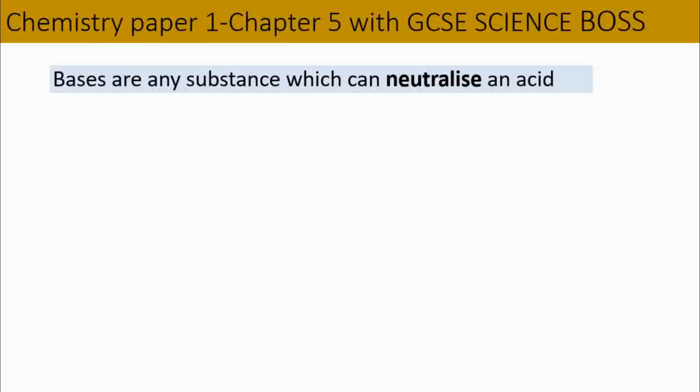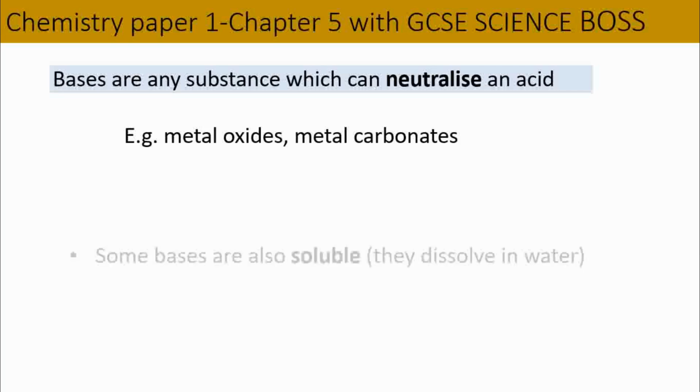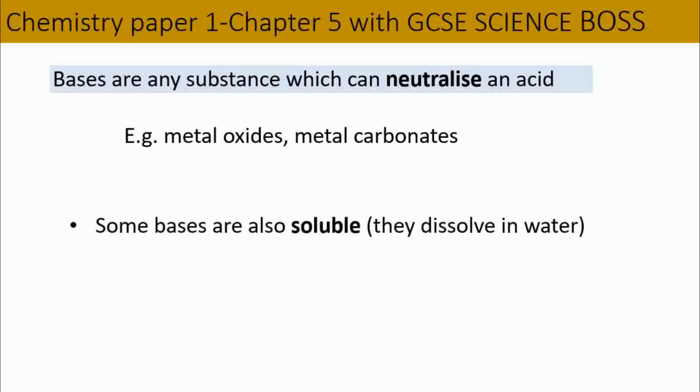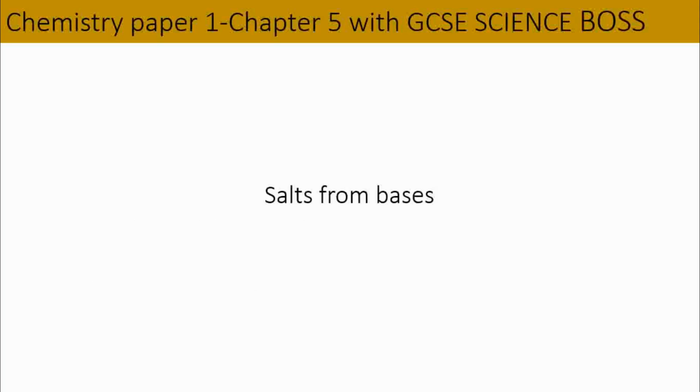Now a base, we're now going to look at what exactly is a base. Now a base is any substance which can neutralize an acid, and when we talk about a base, we talk about metal oxides or metal carbonates. So for example, copper oxide is a base, sodium oxide is a base, sodium carbonate is a base because they are metal oxides or metal carbonates. All right, now some bases are soluble, and those bases which are soluble, we call them alkalis.